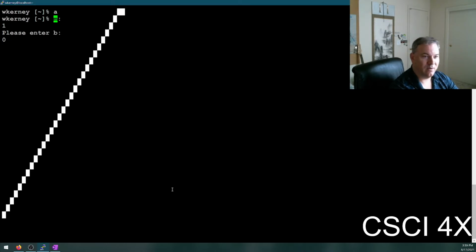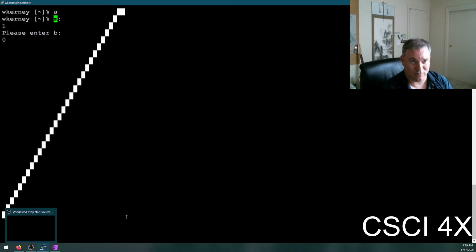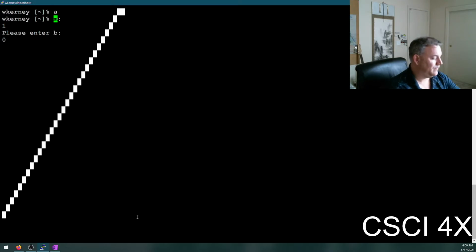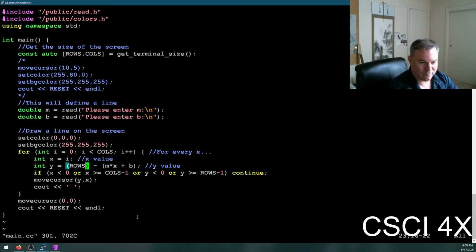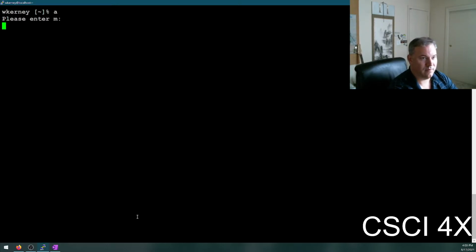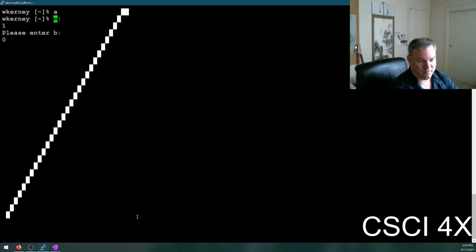Slope of 1, y-intercept of 0. There we go. So it is now coming up from the bottom, and I am not drawing anything on the bottom 2 rows, because if you draw something on the bottom row, PuTTY scrolls the window and it looks really bad. So I just try to keep it away from the bottom a little bit. Maybe we could do rows. Let's try that. Yeah, I guess that works.